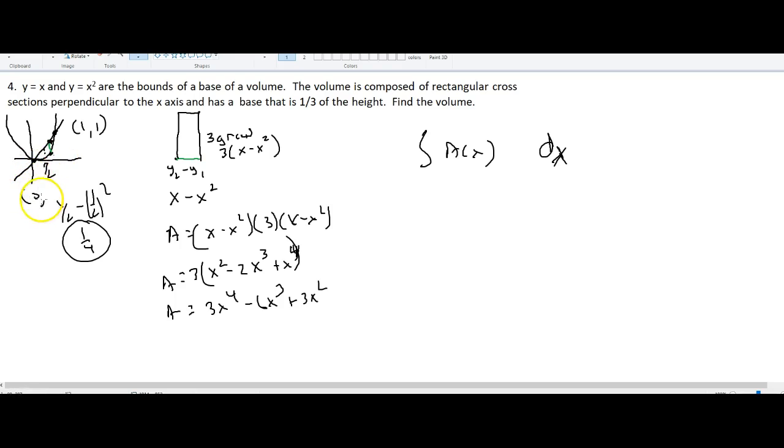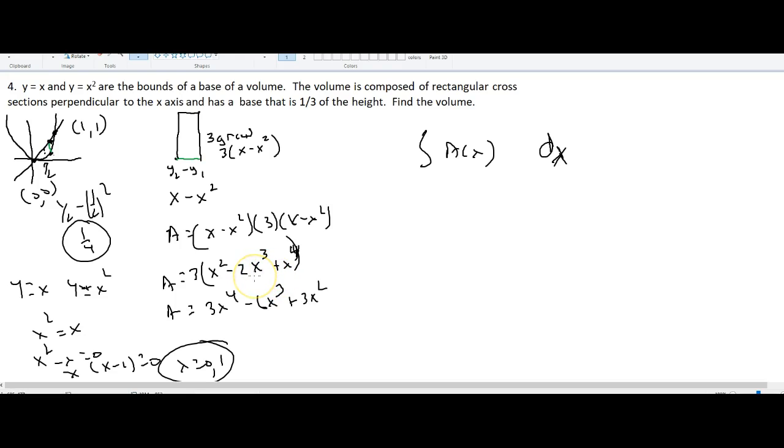Okay? Worst case, you could actually solve it, right? You could say y equals x and y equals x squared. So therefore, x squared equals x. That happens where x squared minus x equals 0. I factor, I get x times x minus 1. And so I get x equals 0 and 1. So I could solve for that if I really wanted to.